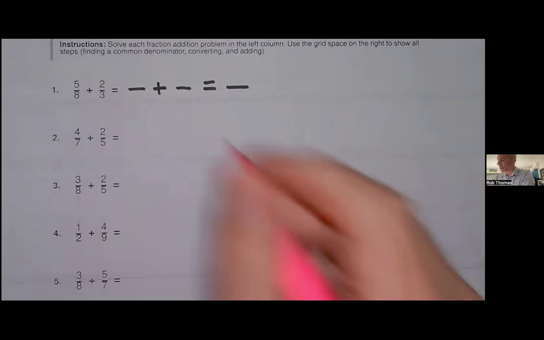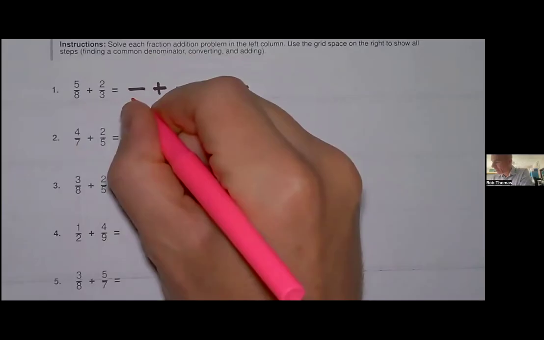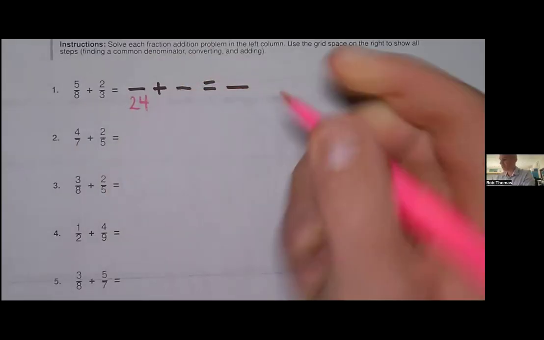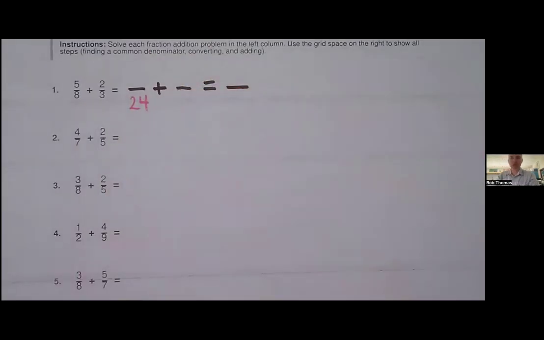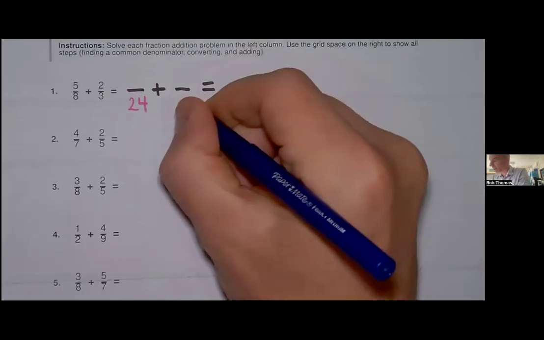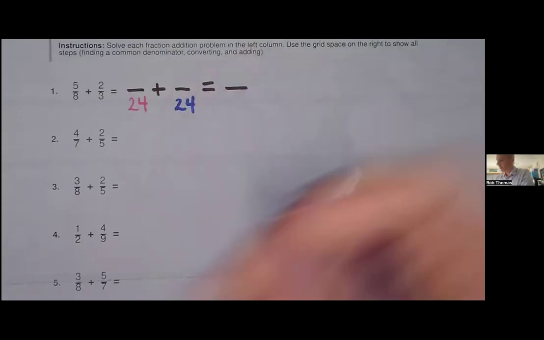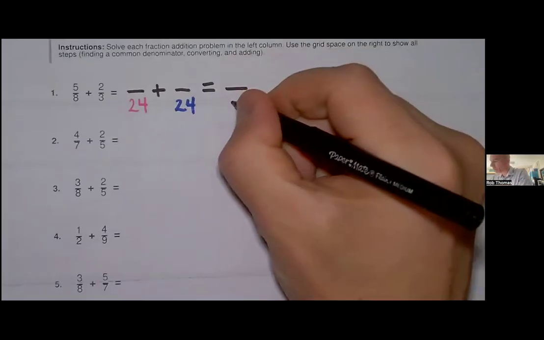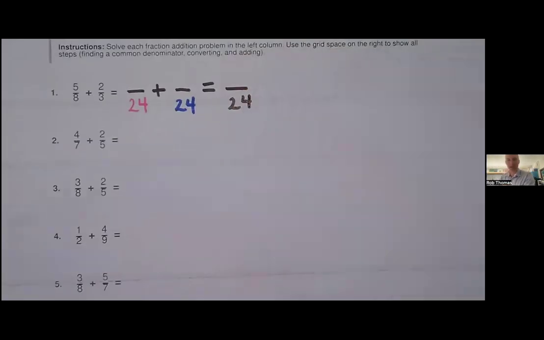So I'm going to put a 24 in pink underneath the first fraction, and I'm going to put a 24 in blue underneath the second fraction. And then my answer, when I add the fractions, you don't add the denominators. That 24 is going to stay a 24 in the answer. And so I'm going to put a 24 at the bottom of the answer fraction too.